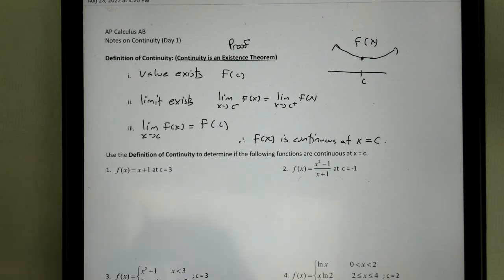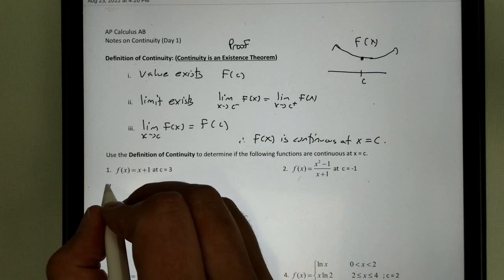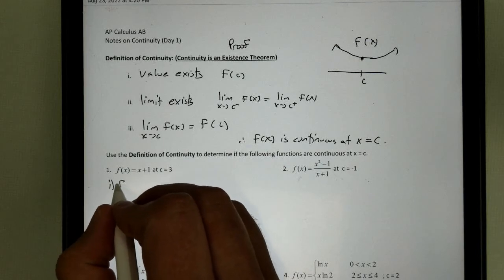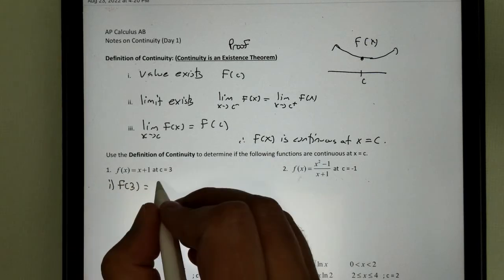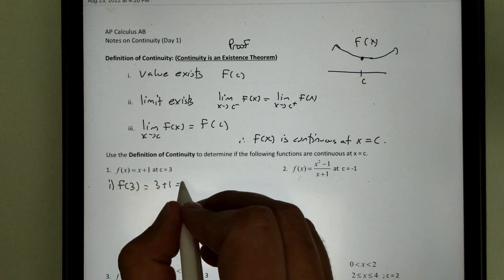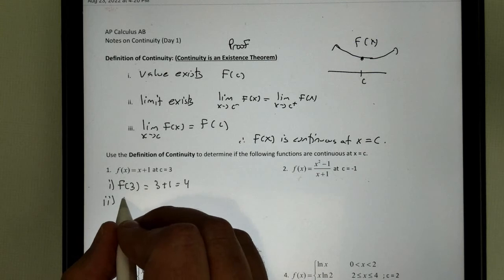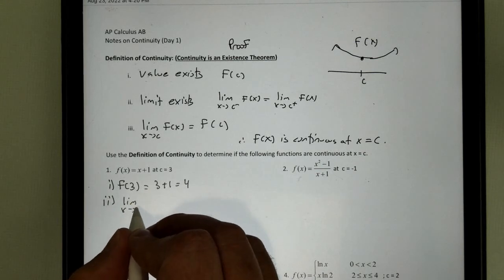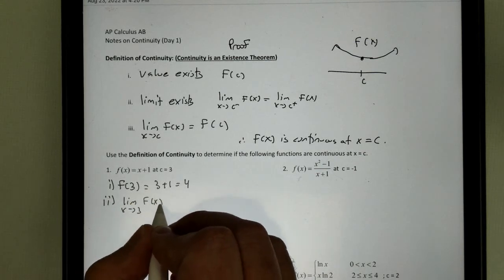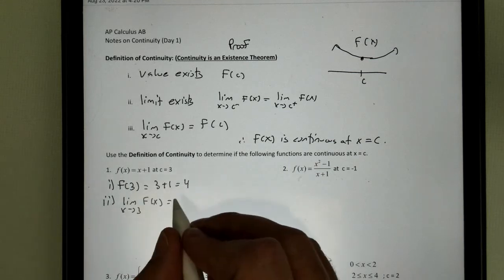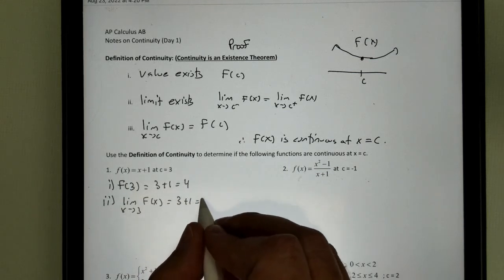And to do that, the first thing we're going to do is find the value. Step 1, find the value at f of 3. And if we did that, we would get 3 plus 1, which is 4. Step 2, we're now going to look at the limit as x approaches 3. And that I can do really easy. I'm just going to plug it into the same one. 3 plus 1 is 4.